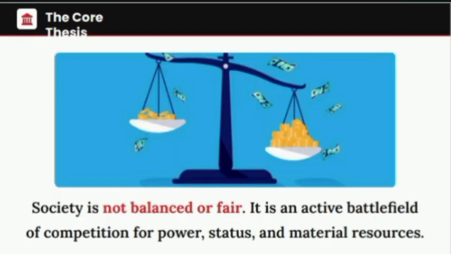Conflict theory says that society is not always fair or balanced. Instead, society is shaped by competition between groups fighting over power, money, and resources. Today, we'll break down conflict theory in a simple way: what it is, where it came from, and how it explains the world around us.